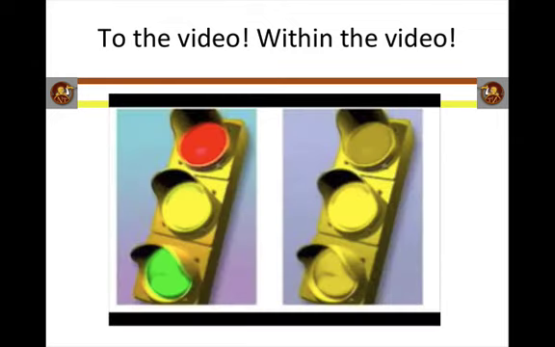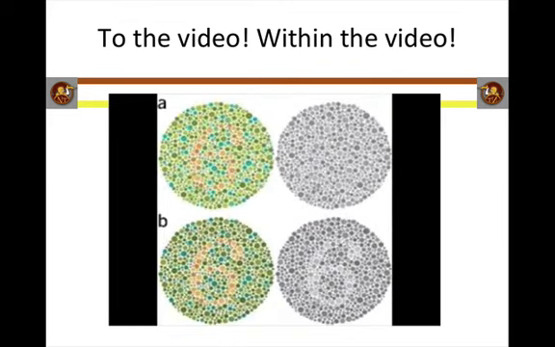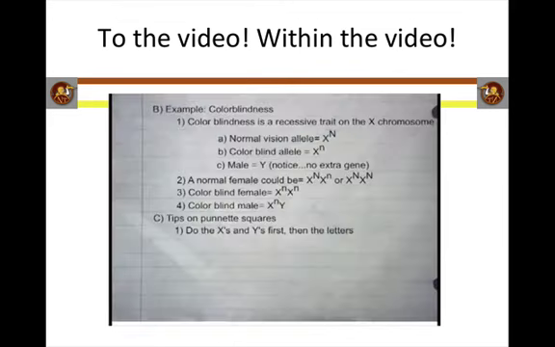Colorblindness is the trait where you're unable to tell colors, specifically reds and greens. Because of this, defect, many people who are colorblind are unable to become pilots, drivers, etc. Some tips on the Punnett squares: do the X's and Y's first, then do the letters.